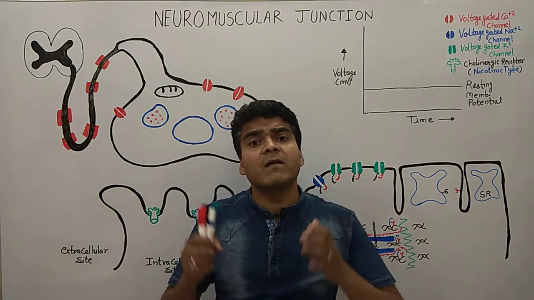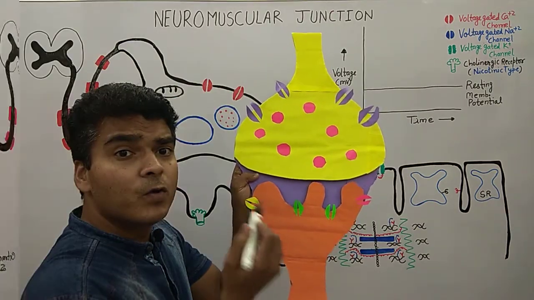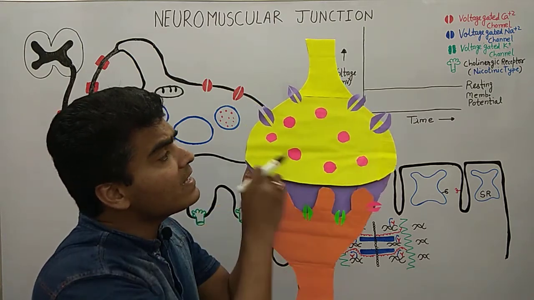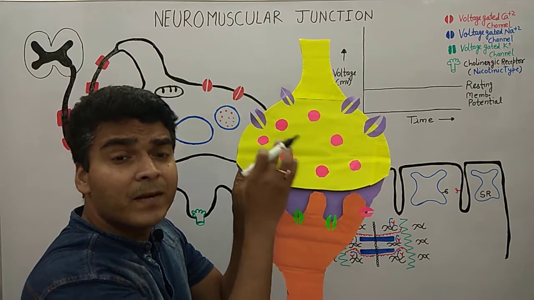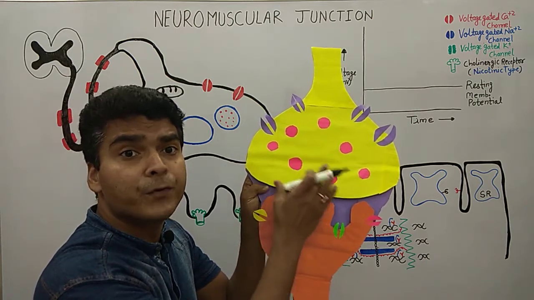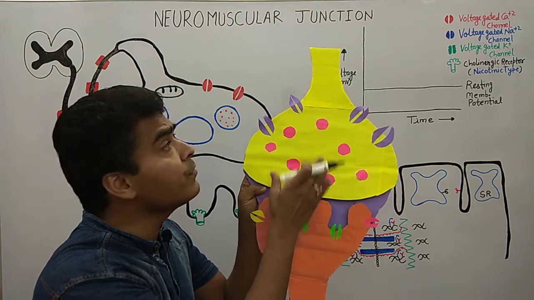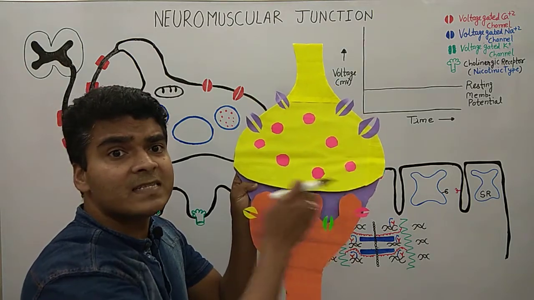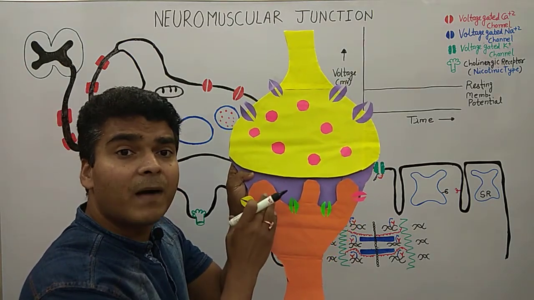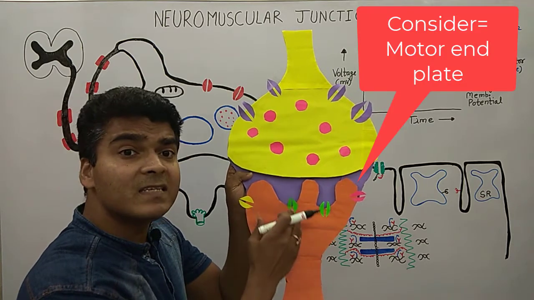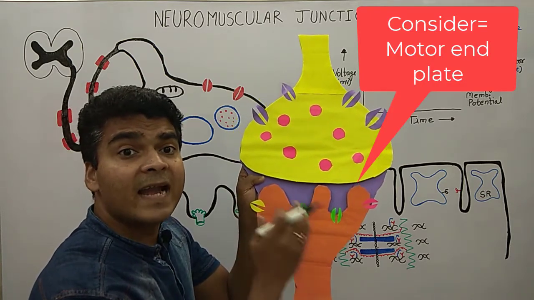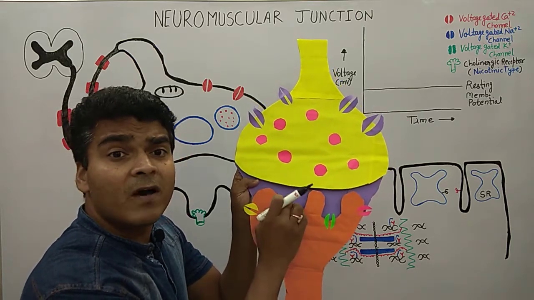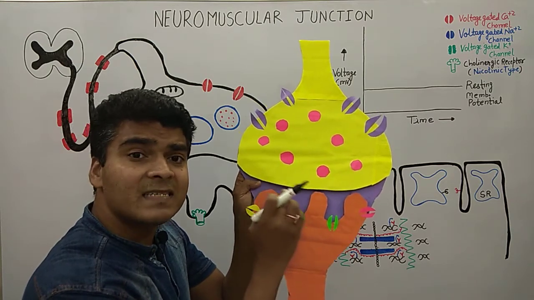Now look at the model of this neuromuscular junction. This yellow colored structure which I made is the synaptic end bulb, particularly a part of the somatic motor neuron. This is the axonal area, and this bulbar area is known as the synaptic end bulb. This orange colored part is a part of the muscle fiber, and particularly this part is known as the muscle end plate. Between both of these, this purple colored area is known as the synaptic cleft.